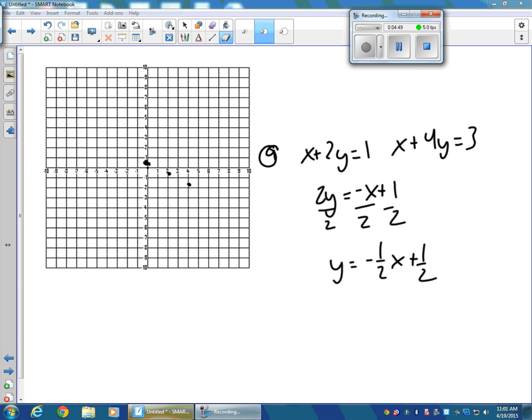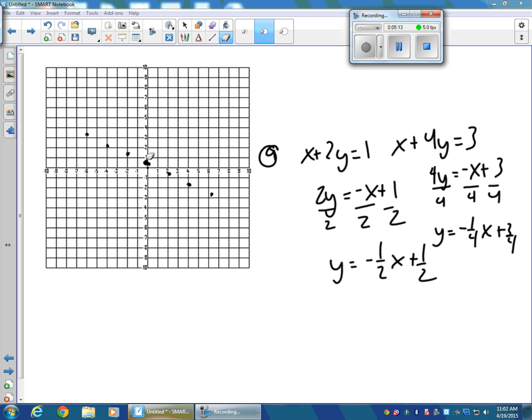Down 1 and over 2, and hopefully this is a lot neater on your paper than it is on this smartboard slate. It's hard to do. Okay, so that's what the line is going to look like, and I'm not going to connect it because it would probably make a mess. Alright, for this one, I'm going to subtract x, divide by 4. I get y equals negative 1/4 x plus 3/4.